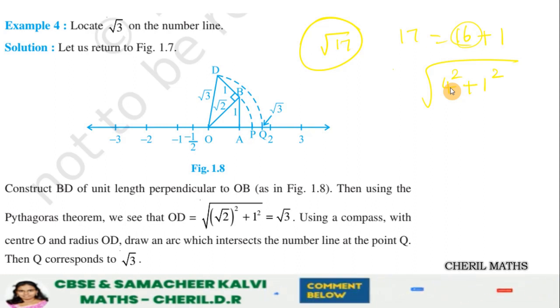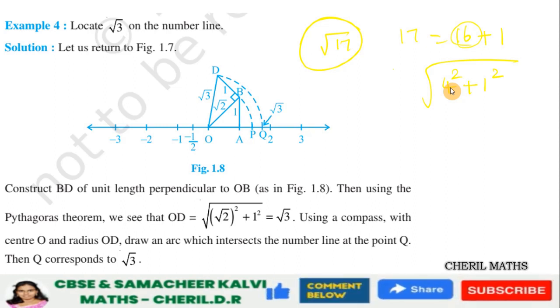So try with different questions which are given in the textbook, and you have root 5 given in exercise 1.2 also. You can try it, children.